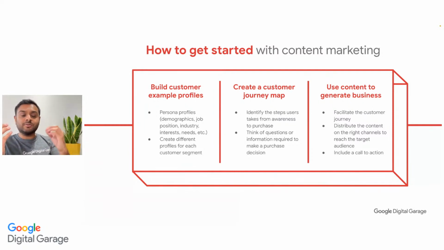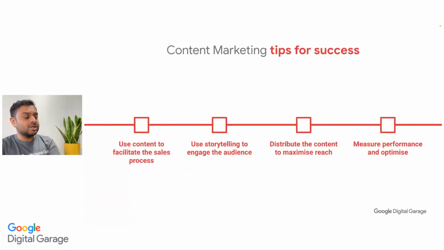And you can use different pieces of content to get that individual down the customer journey. So you can see some top tips for success with content marketing, but the one that I want to pick out of all of these is to use the power of storytelling.